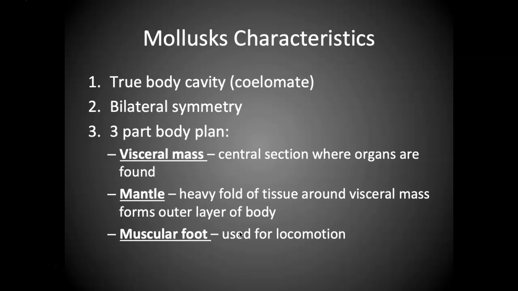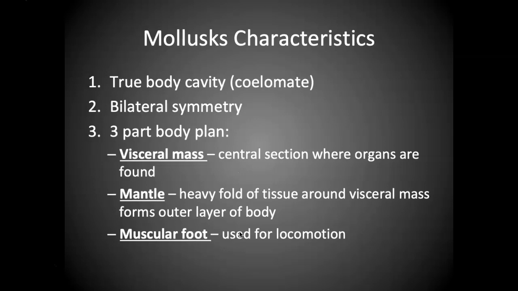They have a three-part body plan. This three-part body plan is going to be made up of the visceral mass, which is going to be the central section. This is where the organs will actually be found. They have a mantle as well. That mantle is what you'll probably see as the main part of the mollusk, depending on what you're looking at. The mantle is actually heavy folds of tissue that surround the visceral mass and protect it. This may look like a shell. In some cases, it also may be like a hardened plate that you'll find in your squid. And then there's the muscular foot, and this is going to be used for locomotion.